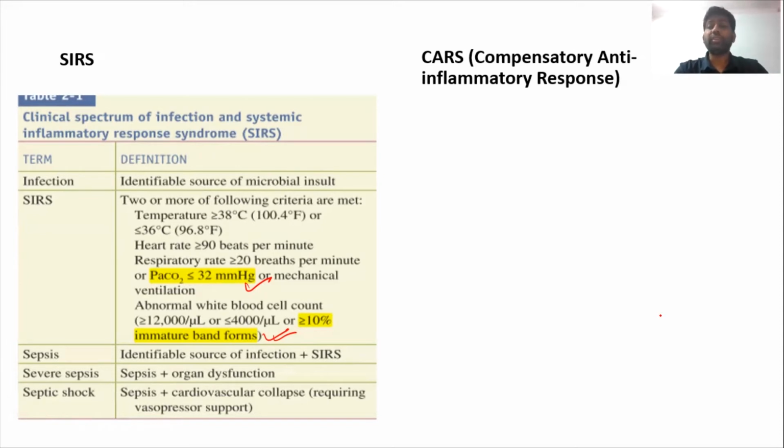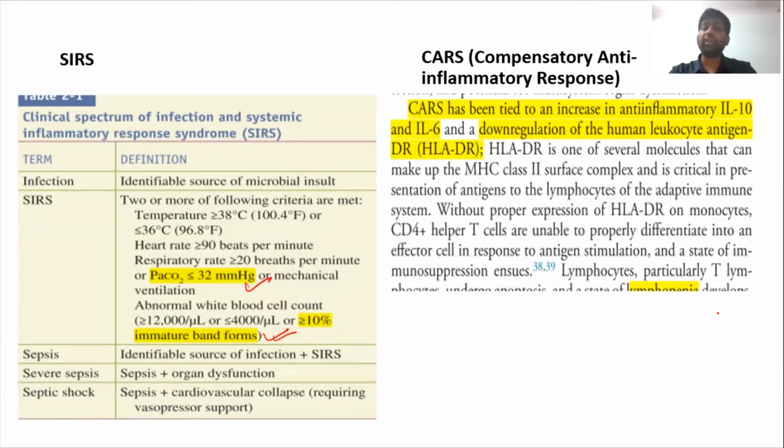This response is initiated by the anti-inflammatory markers. And what are the anti-inflammatory cytokines which are increased in the body? This is very important. CARS is because of an increase in interleukin 10, and there is an increase in interleukin 6. Along with this there is a decrease in HLA-DR. Why is HLA-DR decreased? Because HLA-DR corresponds to the MHC class 2 molecules, and these MHC class 2 molecules are expressed on antigen presenting cells. So there will be a decrease in the antigen presenting cells, which will decrease the inflammatory response.